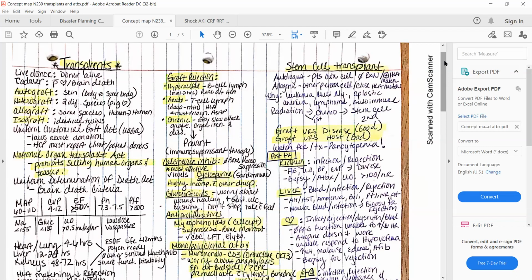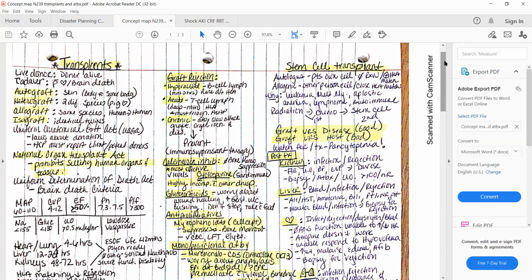Heterograft, two different species. This would be like if they had a baboon heart or a tissue valve transplant from another organ or different species. So that's heterograft. Allograft is same species, human to human, like, okay, I'll give you my kidney. Or isograft is identical twins, so twin to twin.